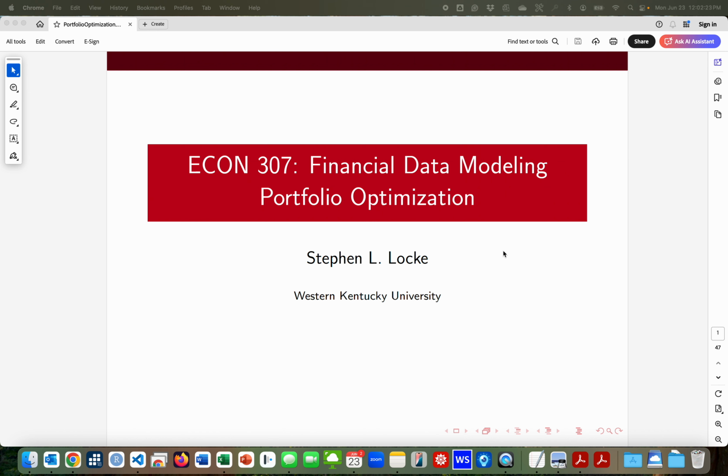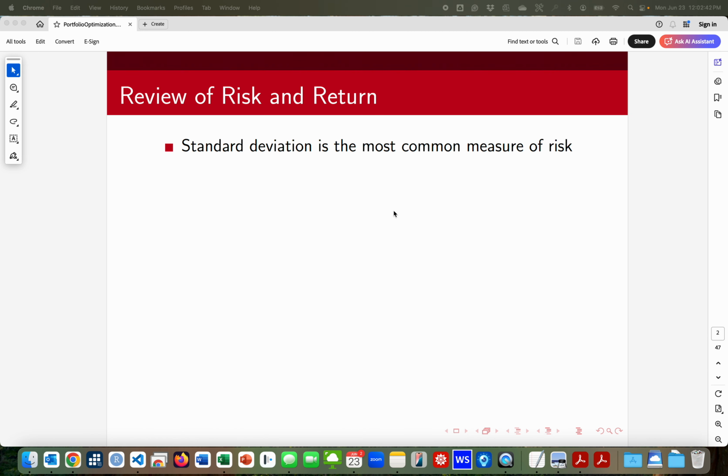So we're choosing a bundle of stocks and then weighting those accordingly to achieve the goals we're trying to meet. So we're not picking a particular stock. Well, you could do that, but what we're going to do here is choose a bundle and then choose the appropriate weights. So when we're thinking about risk and return, standard deviation is the most common measure of risk.